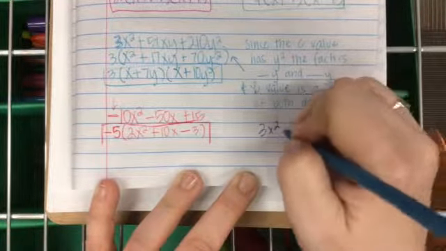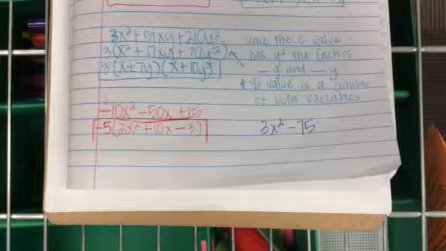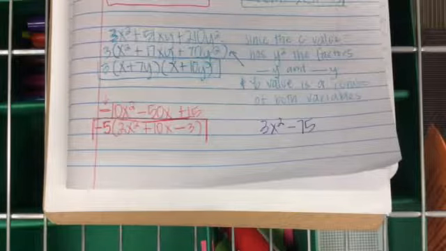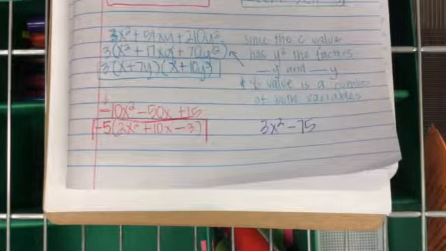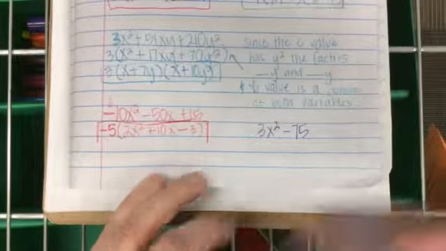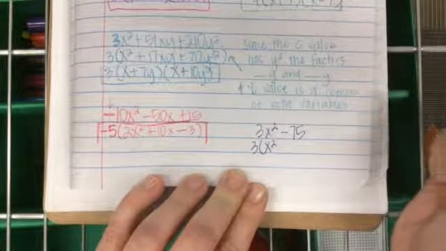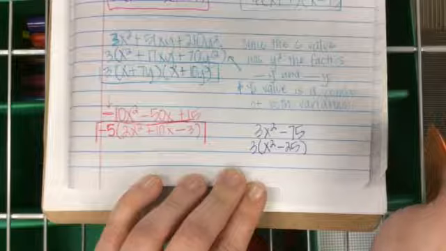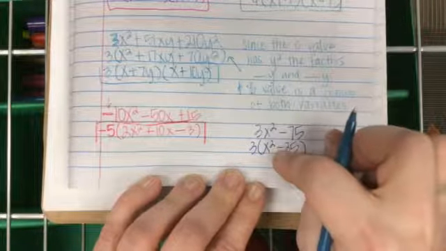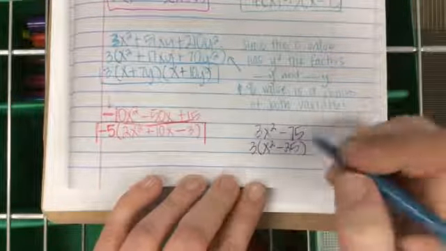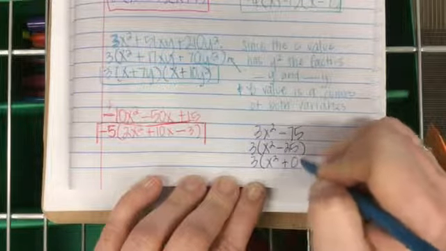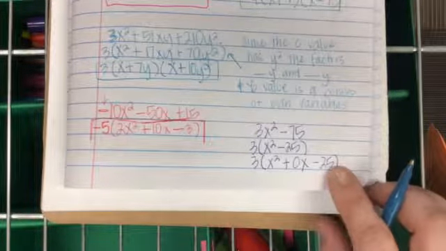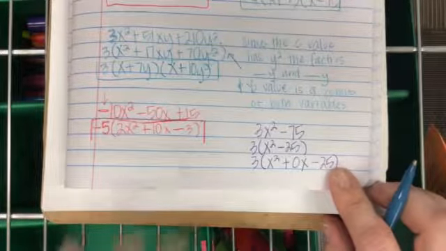3x squared minus 75. Smallest coefficient is 3. Is 75 divisible by 3? So factor it out. 3 parentheses x squared minus 25. Don't stop here and say, well, Mrs. Long, that's not a trinomial. Remember, you have to test it. 3 parentheses x squared plus 0x minus 25. Factors of negative 25 that have a sum of 0. Negative 5 and positive 5.